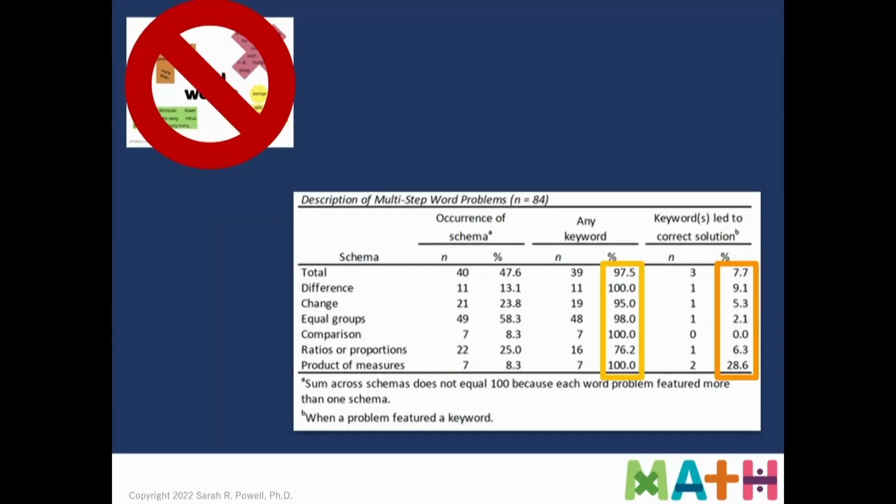When it comes to multi-step or two or more step word problems, keywords really become problematic. So how often do keywords appear in word problems? Well, that yellow rectangle shows you that it's almost all of the time, but then how often do keywords help me solve that problem correctly? Almost none of the time. It's actually less than 10% of the time.